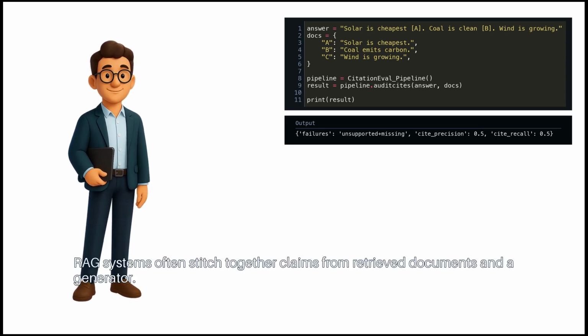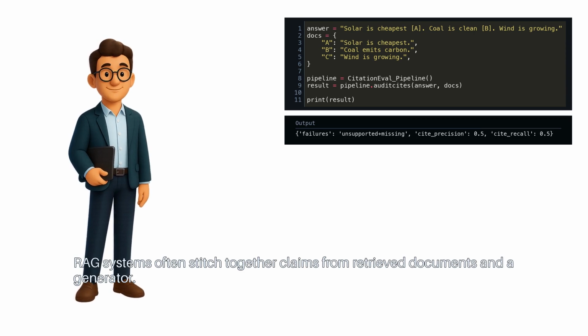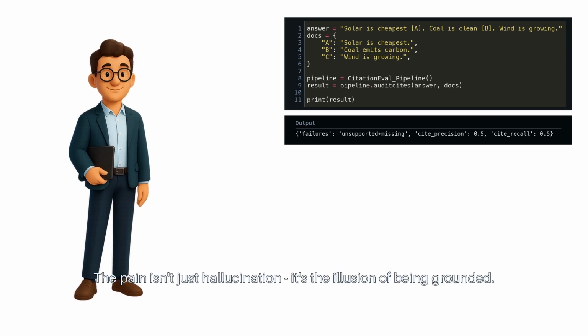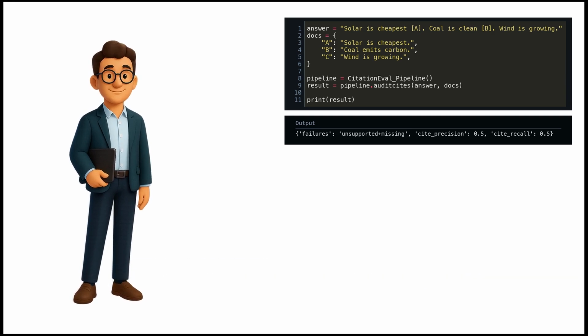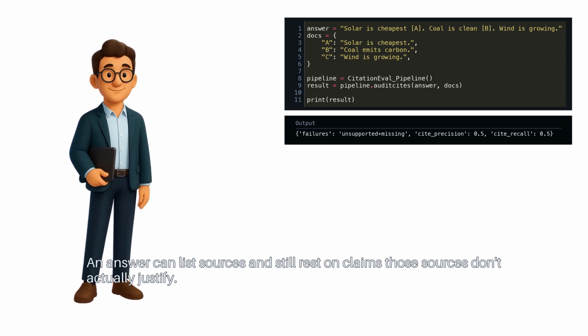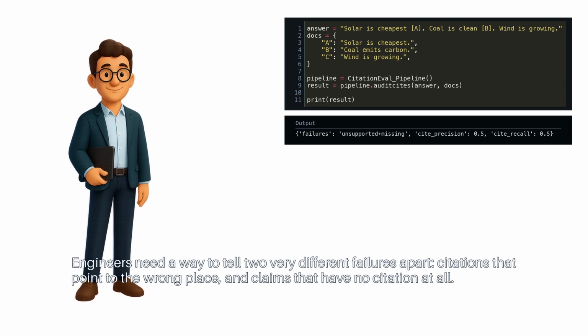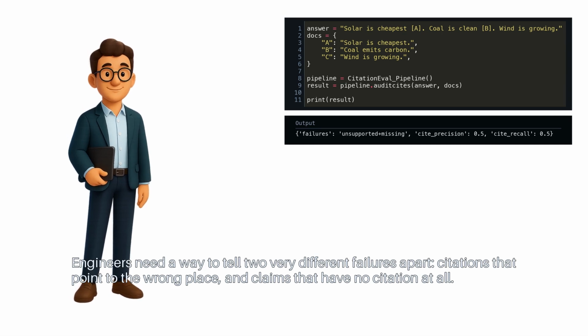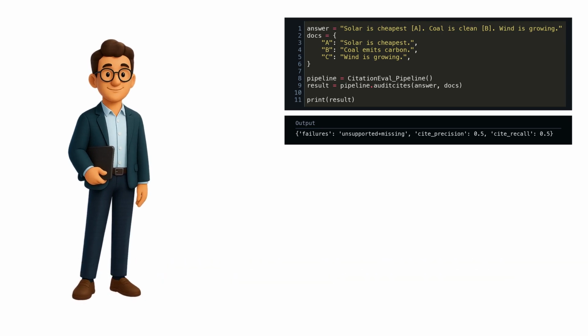RAG systems often stitch together claims from retrieved documents and a generator. The pain isn't just hallucination. It's the illusion of being grounded. An answer can list sources and still rest on claims those sources don't actually justify. Engineers need a way to tell two very different failures apart: citations that point to the wrong place and claims that have no citation at all.